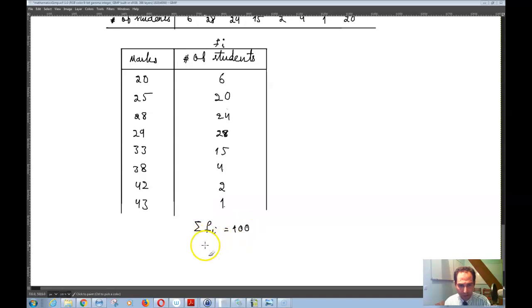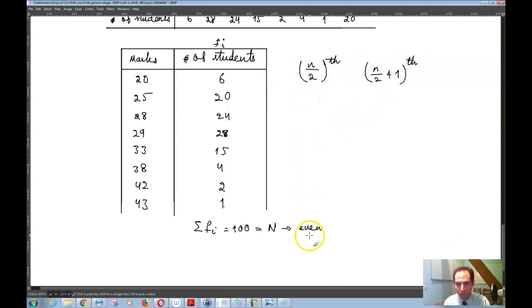So now, you can call this n as well, or capital N, they call it capital N, meaning the number of your observations, or basically sigma f of i. Now, since n is an even number, we said that we had to find the n divided by 2th observation and the n divided by 2 plus 1th observation. So n divided by 2th observation would be 100 divided by 2, which is equal to the 50th observation and the 51st observation.